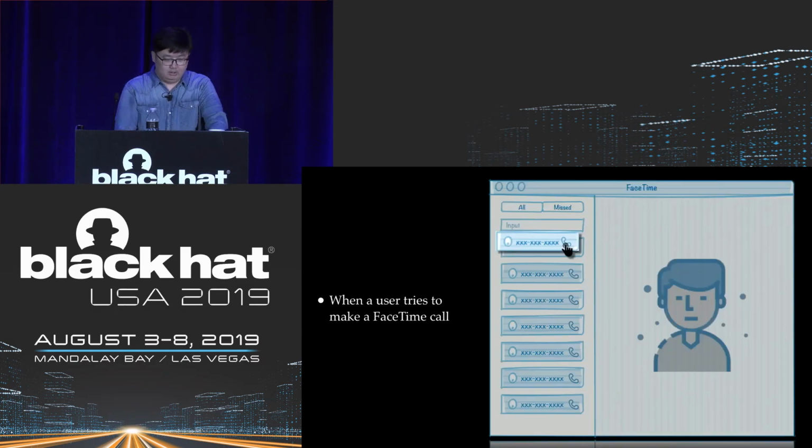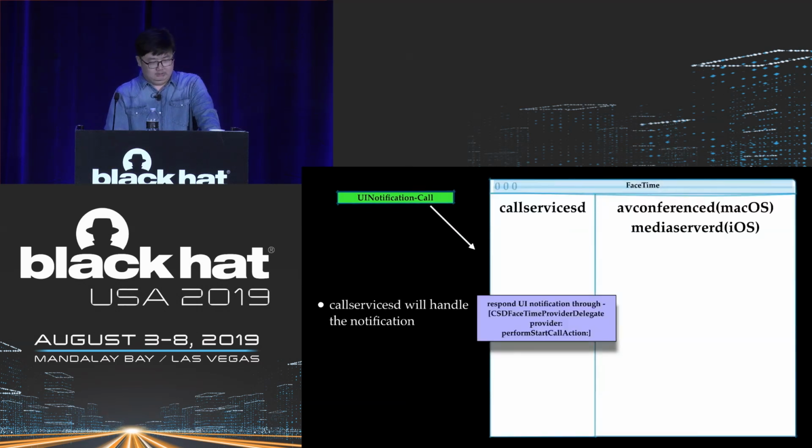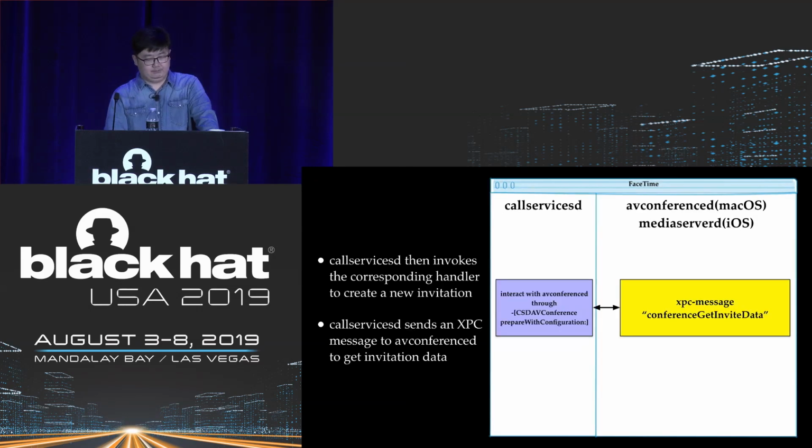When a user tries to make a FaceTime call, the user needs to click the button on the left side. Then the FaceTime app will generate a notification, we can call it a notification call. The notification will be handled by CoreServicesD. CoreServicesD will call the function performStartCallAction, and then invoke the corresponding handler to create a new invitation. CoreServicesD will send an explicit message to AVConferenced to get the invitation data through the function prepareWithConfiguration.